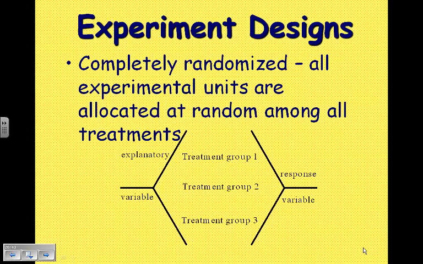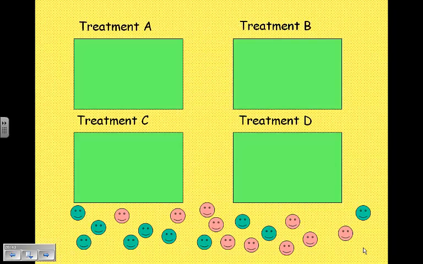First, you can have a completely randomized design. This is where all experimental units are allocated at random among all the treatments. This is a picture of how to describe that. So you have an explanatory variable, then you have 3 different treatment groups, completely randomized, and then you have a response variable. So you randomly assign the different things to different treatments, and then you compare at the end.